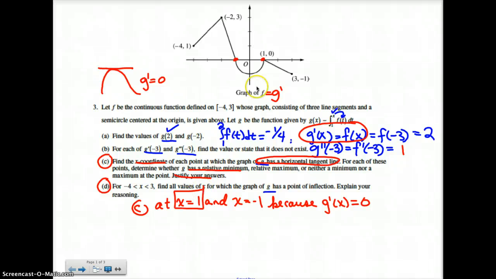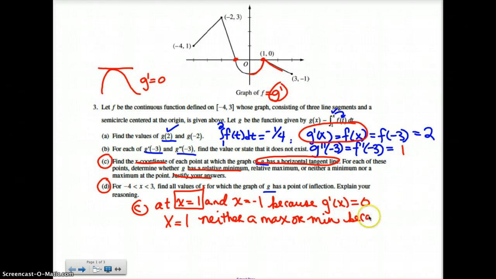Remember, this is the graph of the derivative, and what this is saying is your derivative is negative here, and then it's still negative. So that means I have neither a max nor a min at x equals 1. You'd say at x equals 1, neither a max nor a min, but you have to say why. It can be as simple as because the derivative, which is G prime, or you could say f, does not change sign.